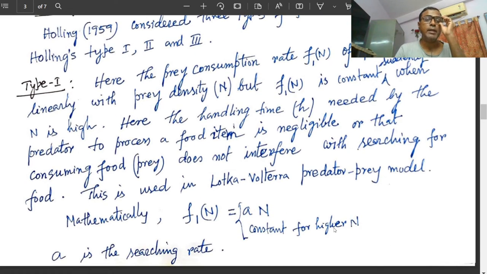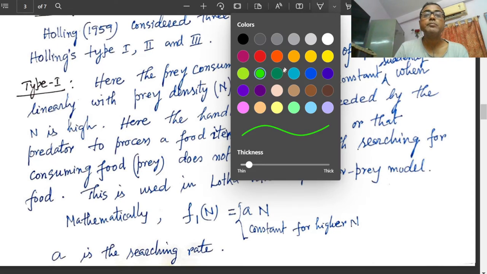Mathematically, we can represent Holling type 1 functional response as F1(N) = aN, and F1(N) is constant for a higher value of N. So this F1(N) proportional to N is the linear type functional response.